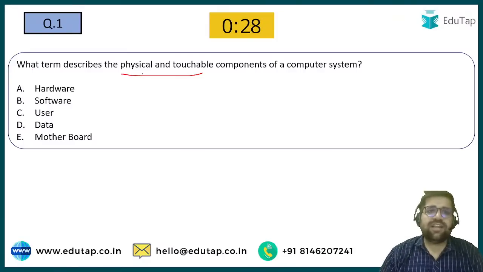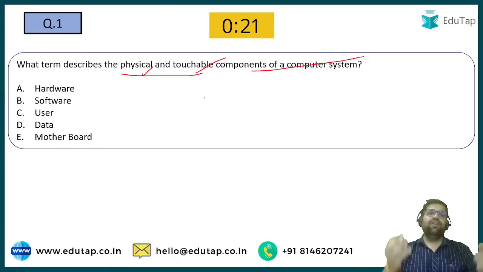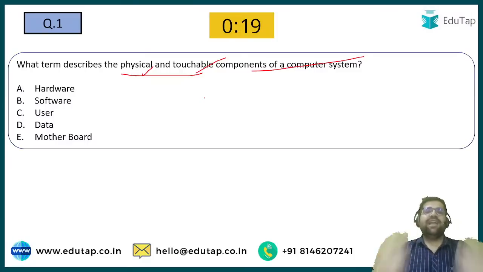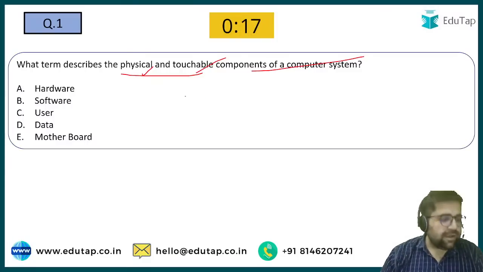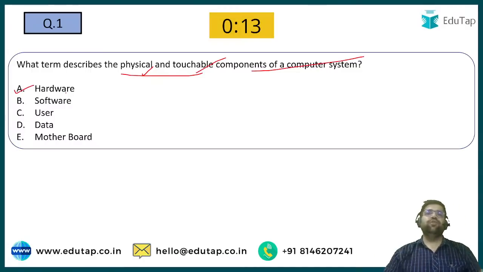What is the term that describes physical and touchable components of a computer system? Like there are different parts of a computer. So what are those particular terms which I can see? They are tangible. I can definitely touch them. Yes, the answer will be hardware. The opposite, I would say, are those items which you cannot touch, you can only see. For example, MS Word, you can just see. So those are your software.